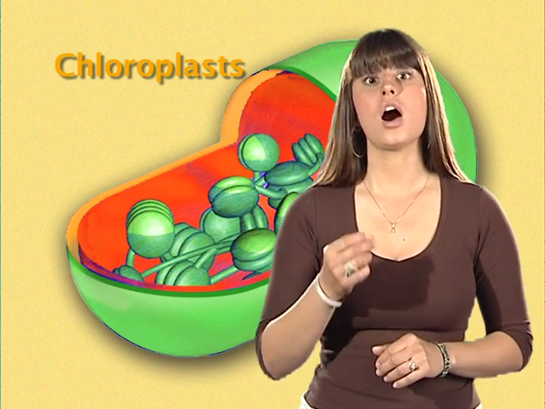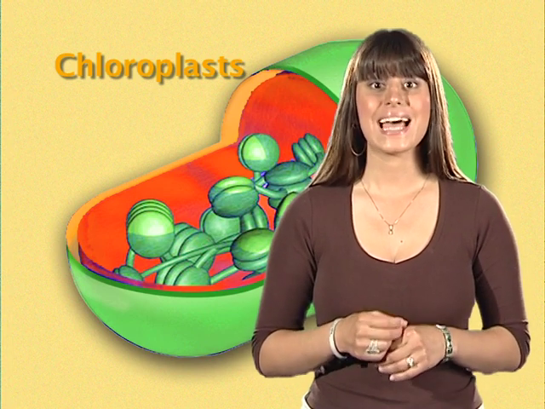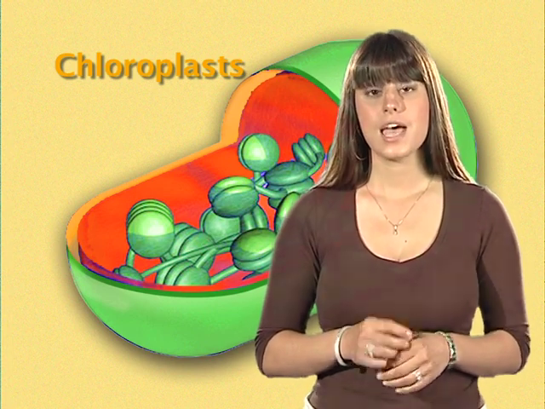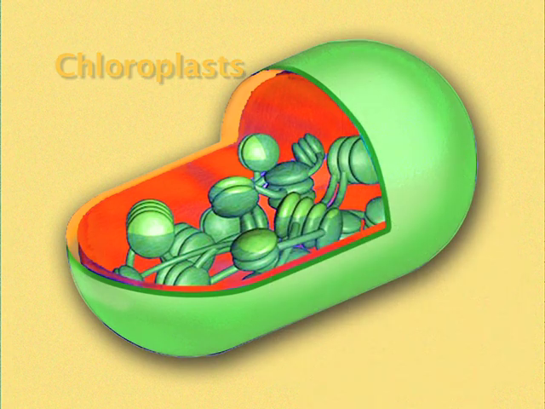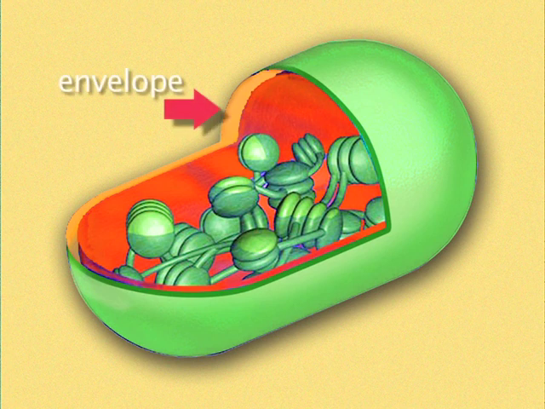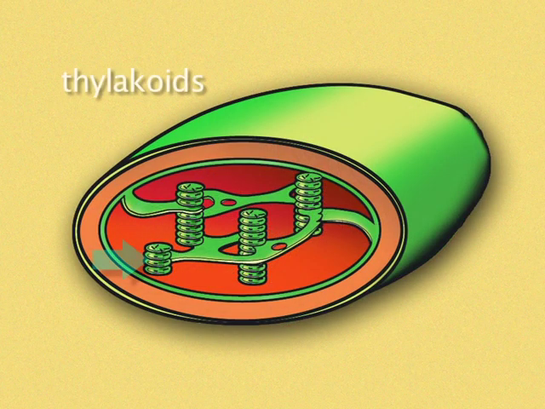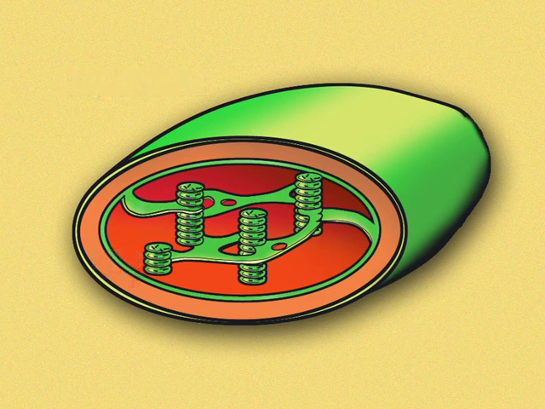These organelles are only found in plant cells and in some protoctist cells. They are disc-shaped and about 2 to 10 micrometers long. They also have a double membrane or envelope, and the inner membrane is highly folded into a series of stacked membranes, thylakoids, to give a large surface area.